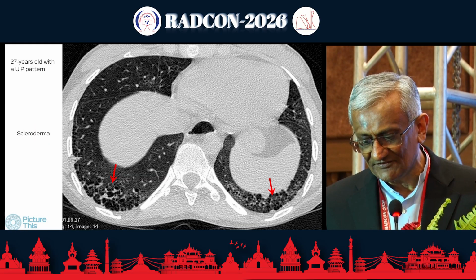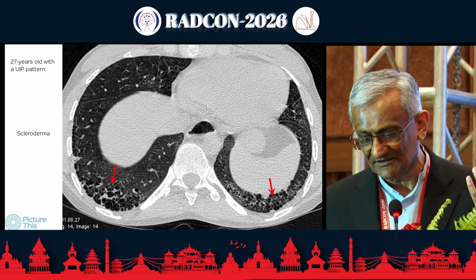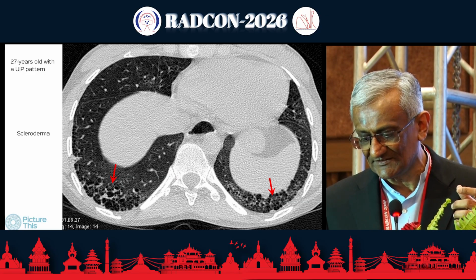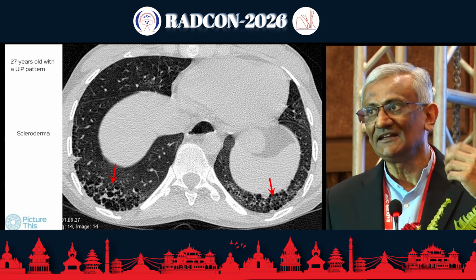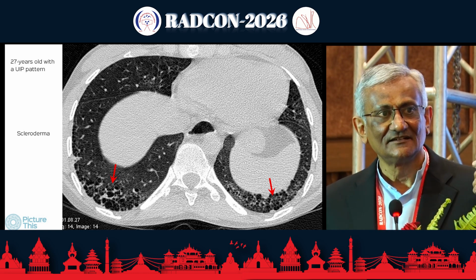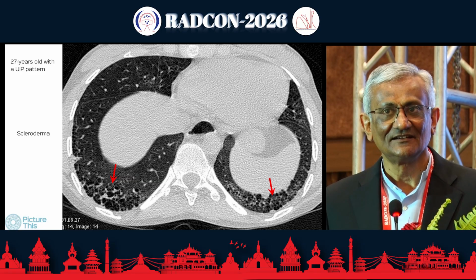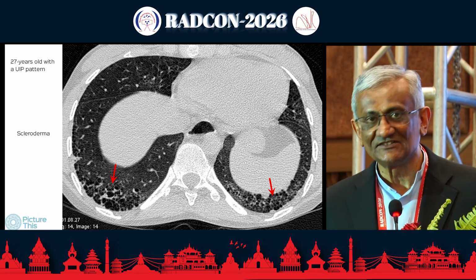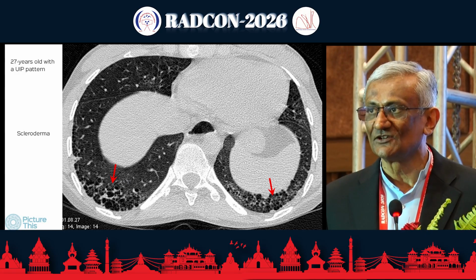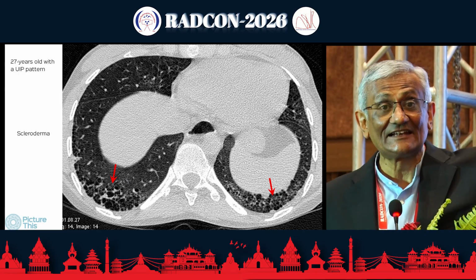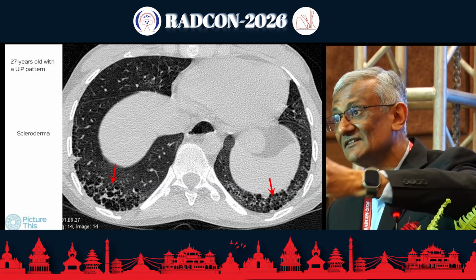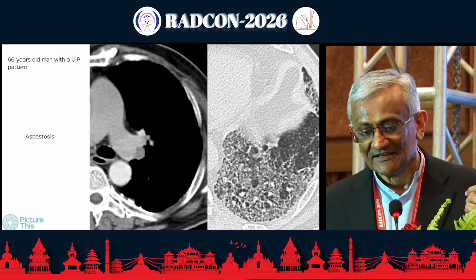So this is a 27-year-old who has a UIP pattern, honeycombing, reticular opacities, traction bronchiectasis, subpleural basal predominance, nothing else. Anyone? What is this? Can you see any other sign? So we have esophageal dilatation in a 27-year-old girl. What would this be? Scleroderma. So this is scleroderma ILD with a UIP pattern.